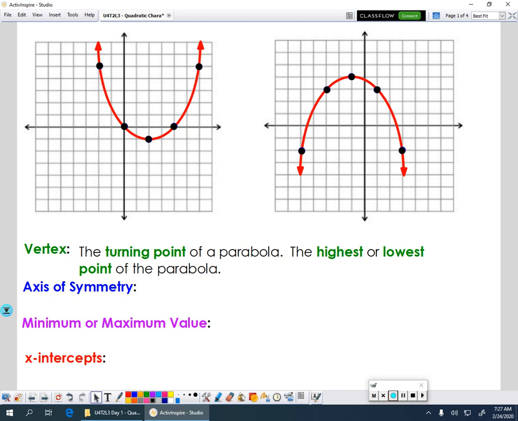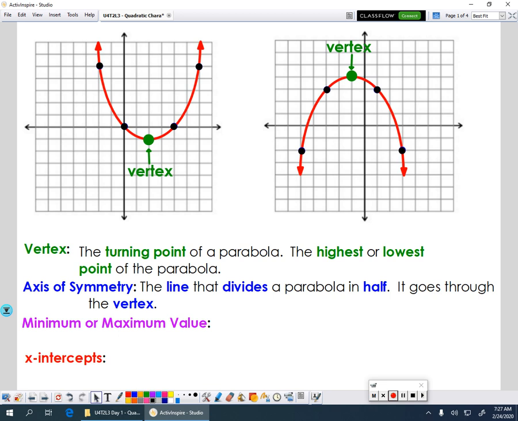It's either the highest point or the lowest point. If you look at these two functions we have here, this would be your vertex. So on this parabola, it's the lowest, and on the one on the right, it's the highest point. There's also something we have called the axis of symmetry. The axis of symmetry is your line that divides your parabola in half. It goes right through your vertex. So these yellow lines here, these are your axis of symmetry. And you write the equation for the axis of symmetry as a line. So it would be like x equals, and then whatever x value it's going through.